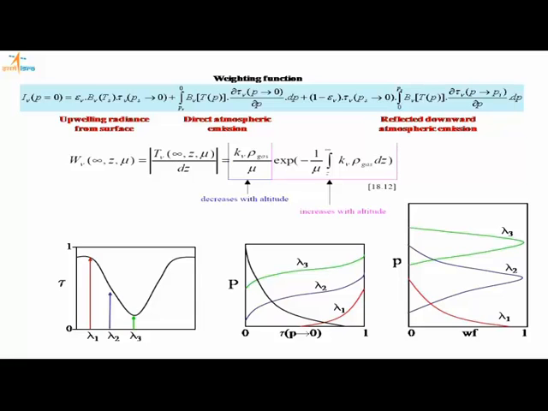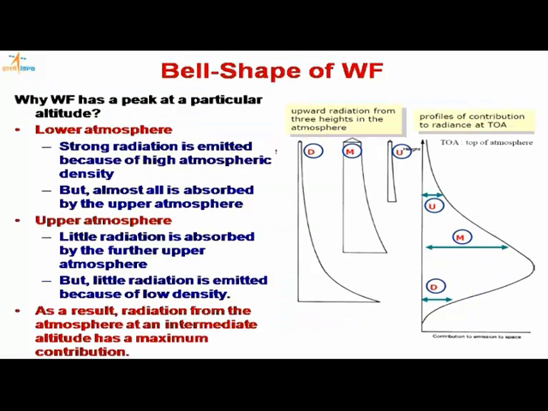Now we want to understand why we have this bell shape of the weighting function. You can understand that from here, which I already described, but this is better seen in this diagram. If we make an observation at a particular wavelength, we see that the Earth's surface, because it is at very high temperature, emits most of the radiation, but because of the atmosphere, this is getting absorbed and only this much portion is reaching satellite height. So the weighting function is very small here.